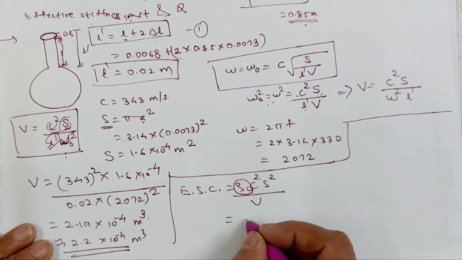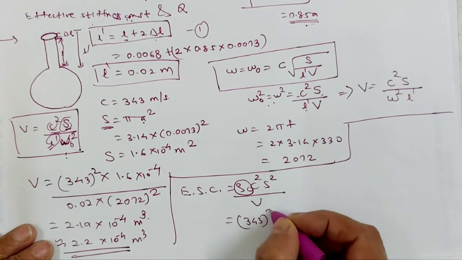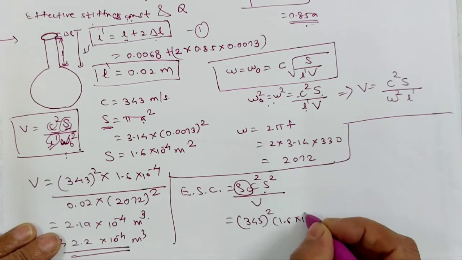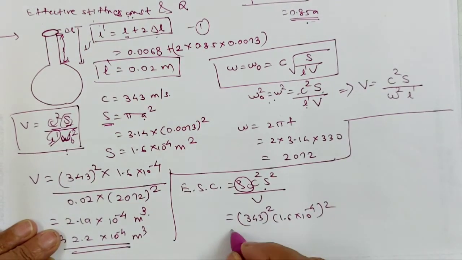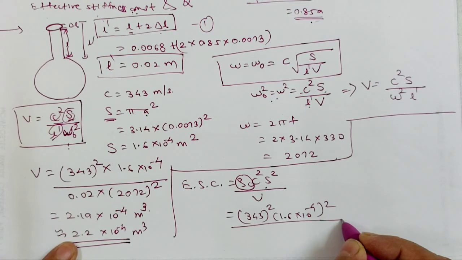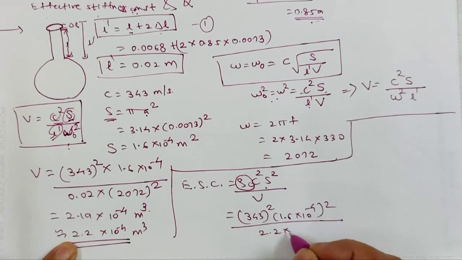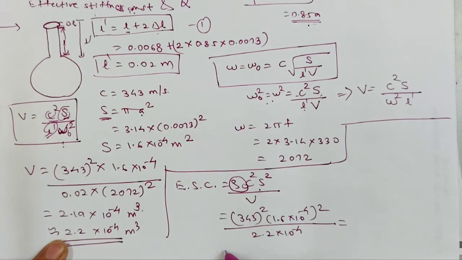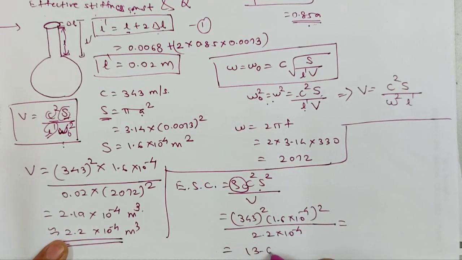So how much is C square? 343 square. How much is S square? 1.6 into 10 to the power minus 4 bracket square. How much is V? The answer I just now got. What is the answer I got? 2.2 into 10 to the power minus 4. So if you work it out, the answer should be 13.6 times rho 0. Keep the rho 0 as it is.